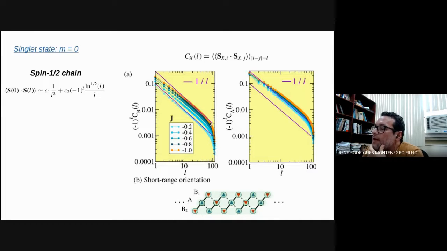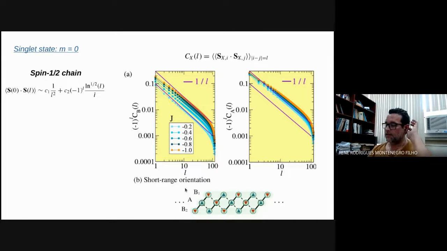So we have an antiferromagnetic pattern on both chains, the A and B1 chains, an antiferromagnetic coupling. And if we consider the correlation function in the spin 1/2 chain, we see that the behavior in our case is similar to the spin 1/2 chain. We have 1/L decay of the correlation function, discarding this logarithmic factor here.